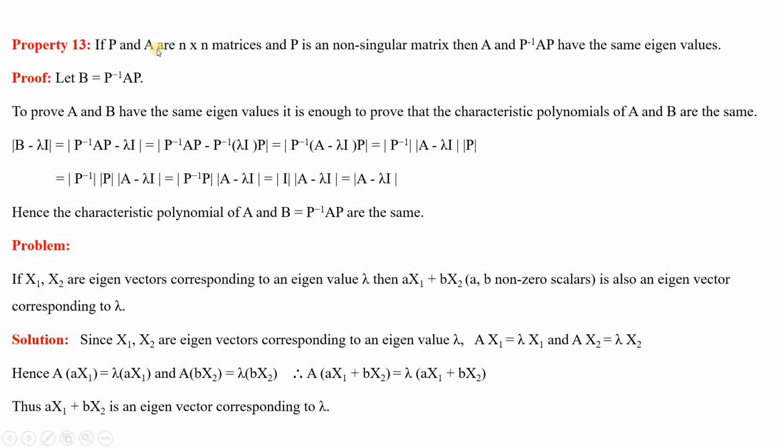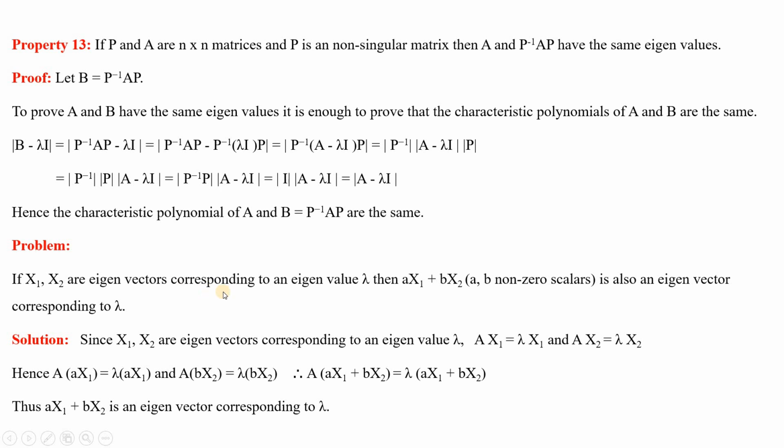If P and A are n by n matrices and P is a non-singular matrix, then A and P inverse AP have the same eigenvalues. That is, similar matrices have the same eigenvalues. To show that, it is enough to show that they have the same characteristic polynomial. So determinant of B minus lambda I, where B is nothing but P inverse AP. By putting it like this, we will see that both determinants are the same. So we say that both have the same characteristic polynomial.